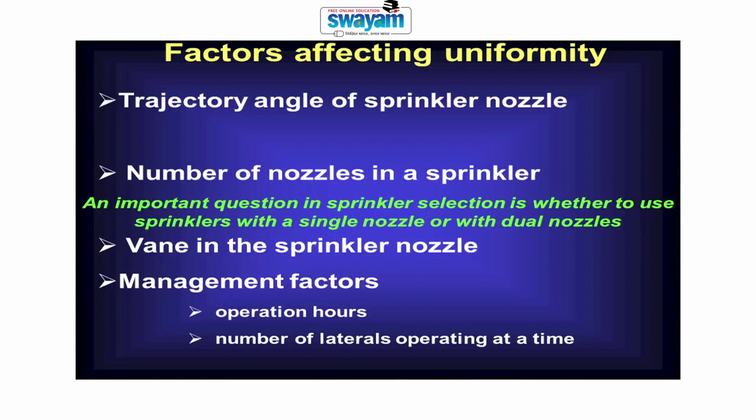What are the factors affecting uniformity? We are going into some technical details. One of the important points is the trajectory angle of the sprinkler nozzle, the number of nozzles in the sprinklers, and the vane of the sprinkler nozzle. Management factors are the operating hours, such as if you operate in a high wind area, it creates a problem, and the number of laterals operating at a time. You need to have a proper design to have a better uniformity.